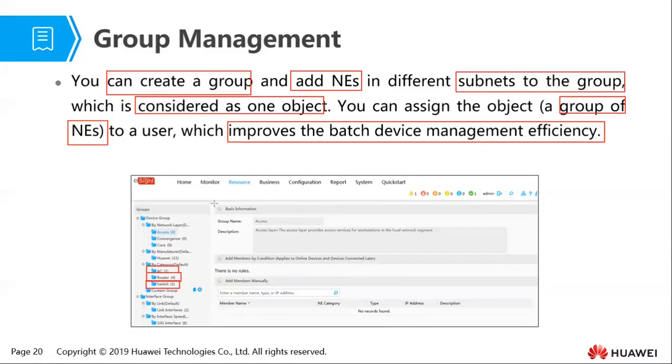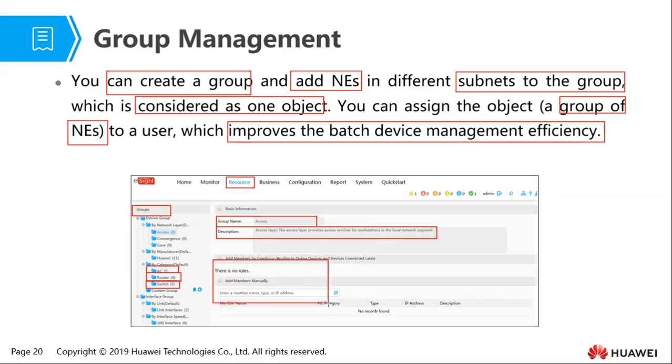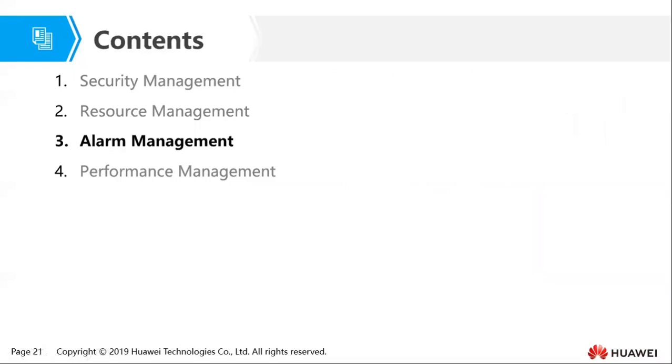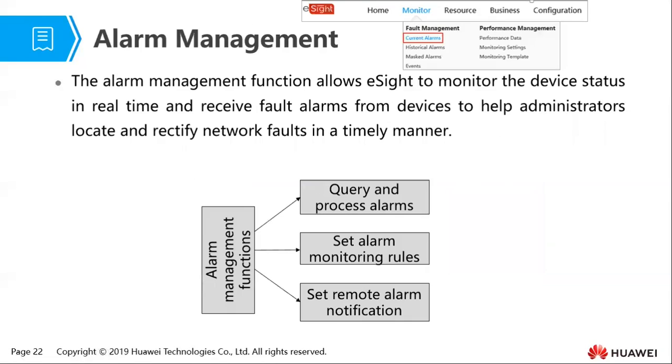So how to do that? You click on, again, resource. Then we have a link called groups. Then you can click add. So you can enter, for example, the group name. You can enter the description. For example, here we're calling it access. So these are access layer devices, and so on. And you can specify the other parameters. So grouping of devices, network elements, just helps improve management and makes it easier.